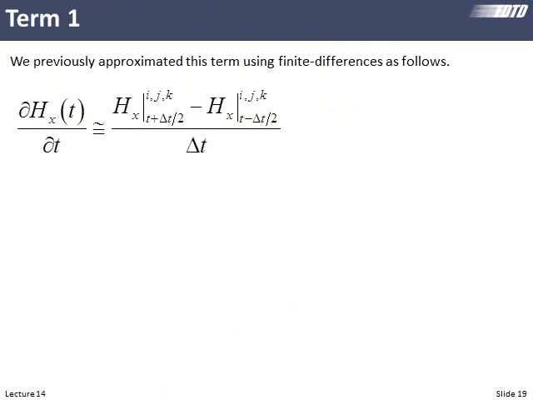The first term, we've already done this. This is the time derivative of the H field. We'll define the magnetic fields to exist at the half time steps. So this finite difference actually, when we do this, exists at the integer time steps, which is compatible with the electric field quantities. So term 1 we've already done. That's an easy one.